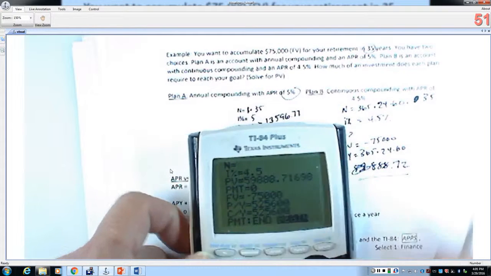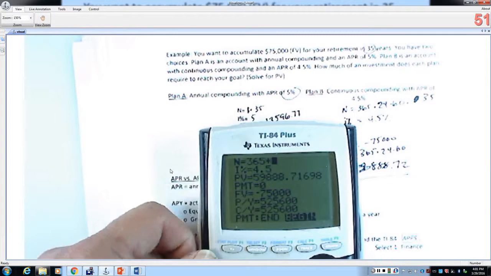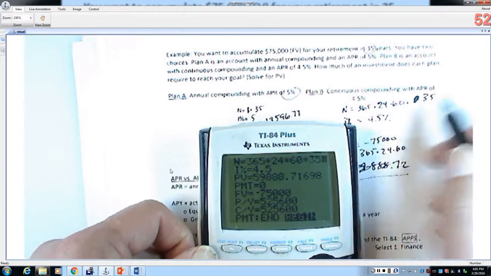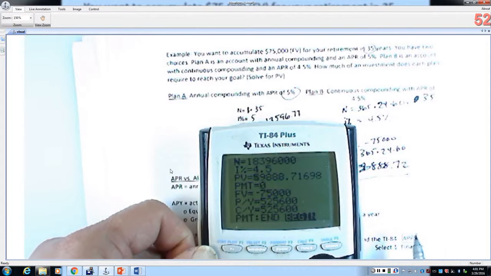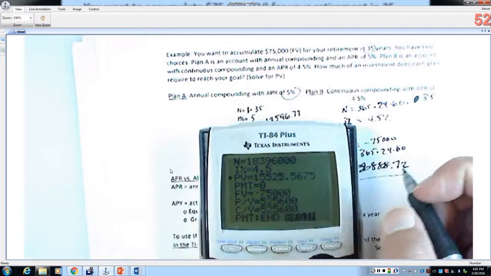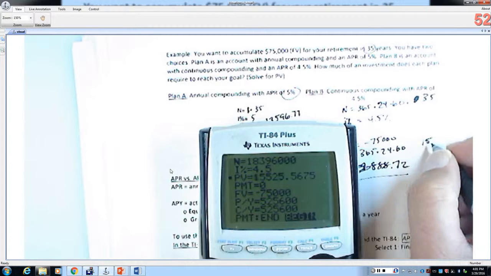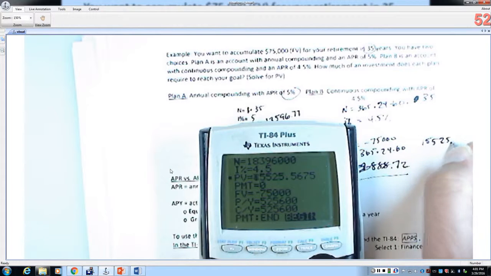So basically, let me repeat it, 365 times 24 times 60 times now 35. Okay. So everything is going to be the same. Let's zero this out. Okay, so second and solve. Yeah, it should be really, what should it be there? $15,525. That's correct. Yeah. Should be $15,525.57.